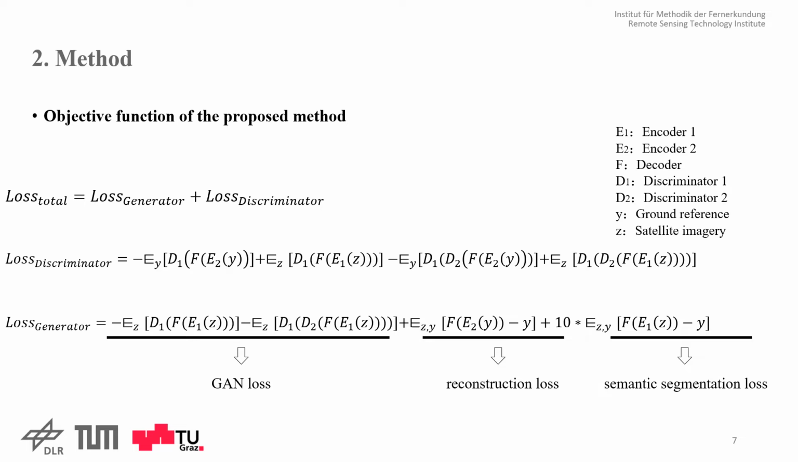This shows the objective function of the proposed method. It consists of two parts, the loss of the generator and the loss of the discriminator. The goal of the generator is to learn a mapping function from the satellite imagery Z to ideal building footprints Y, and it is learned with three types of loss functions: adversarial loss, reconstruction loss, and semantic loss.